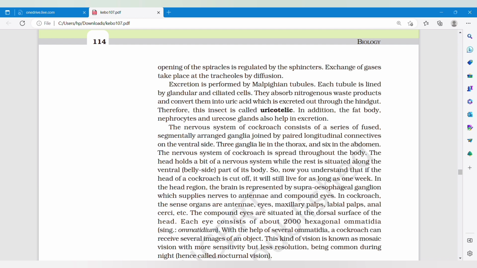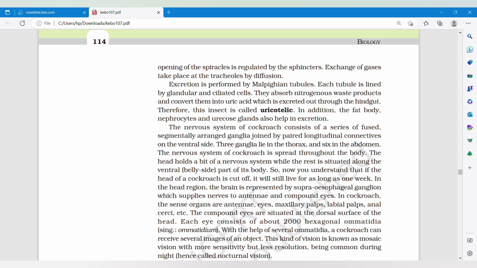The nervous system of cockroach consists of a series of fused segmentally arranged ganglia joined by paired longitudinal connectives on the ventral side. Three ganglia lie in the thorax and six in the abdomen. The nervous system of cockroach is spread throughout the body, and the head holds a bit of the nervous system while the rest is situated along the ventral, that is belly side, part of its body.